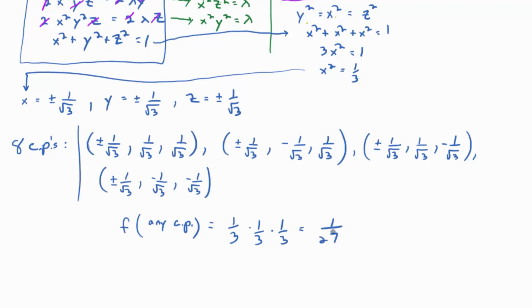1/27. Notice I didn't make a table in this one. This is the absolute max, 1/27, given by all of those critical points. And then, of course, the absolute min, f equals 0, is the absolute minimum. And this is on the constraint, right? That's the assumption. Okay? So these are your two answers.